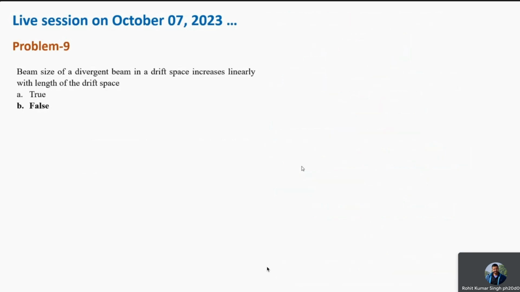Now problem 9. One of the persons asked: the beam size of a divergent beam in a drift space increases linearly with the length of the drift space. This is false. Actually, a divergent beam in a drift space doesn't increase linearly. How can you say it?